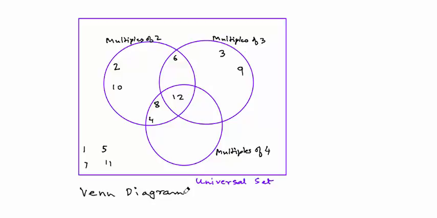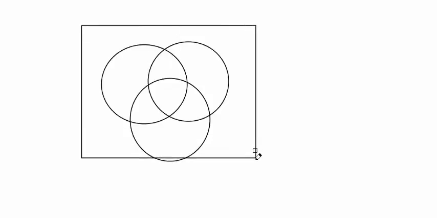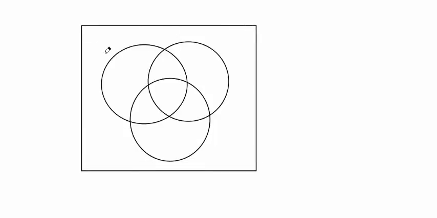Let's look at another example. Let's have 3 circles. And let's also have the universal set. And let's say this Venn diagram represents a group of people who speak French, German, or Spanish. And this, of course, is the universal set.